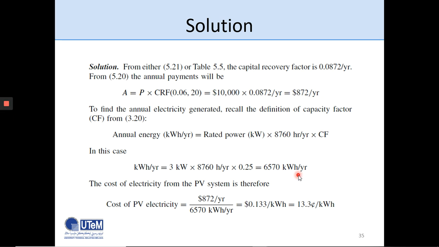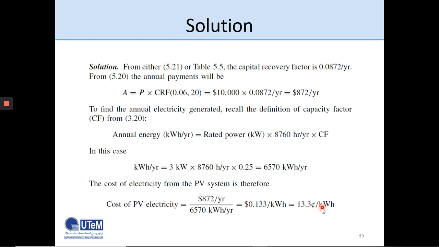So now we calculate the cost. We need to pay $872 per year, and the amount of energy we can generate is 6,570 kilowatt hour per year. So when we divide, we will get a value of 13.3 cents per kilowatt hour. This is the cost of our electricity from PV.